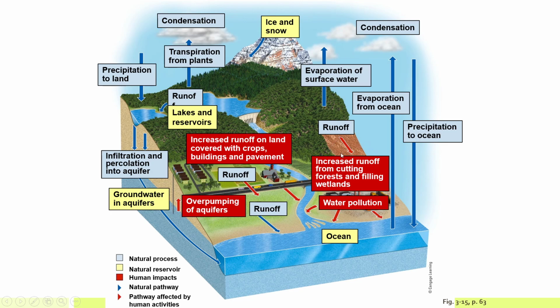When we clear cut a forest or fill in a wetland, you have an increased amount of runoff, which can obviously lead to water pollution. So those are the human impacts.